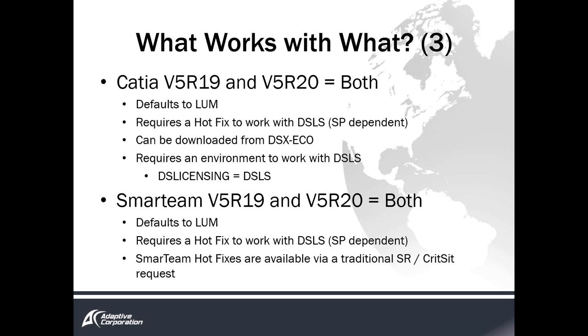Now we get into a little bit trickier ones. We get into CATIA V5 R19 and R20. Now, this is a both issue also. The difference here is, unlike the two versions higher up, which default to DSLS, these two versions default to LUM. And secondly, these two versions don't know anything about DSLS. You can't just add a variable and say, hey, start using DSLS, because it almost didn't exist when these came out. All right, so in order to get these working, we need to apply a hotfix to CATIA.